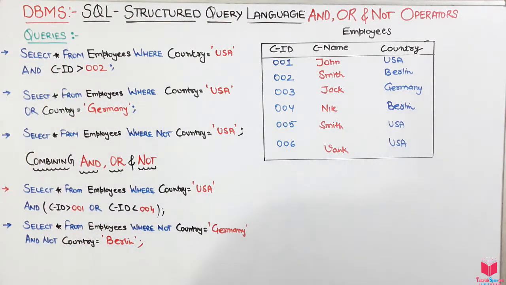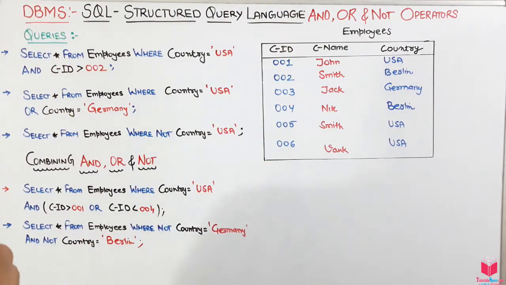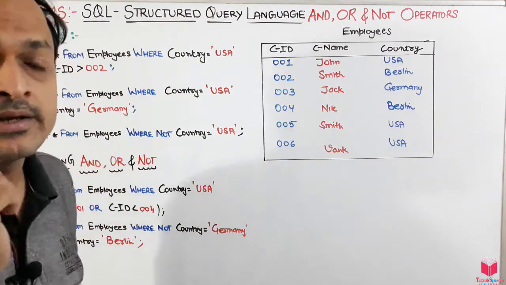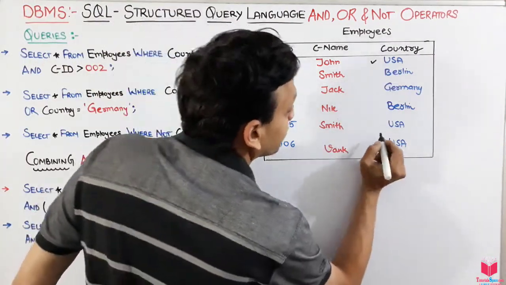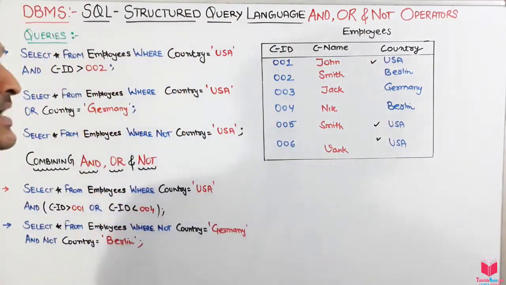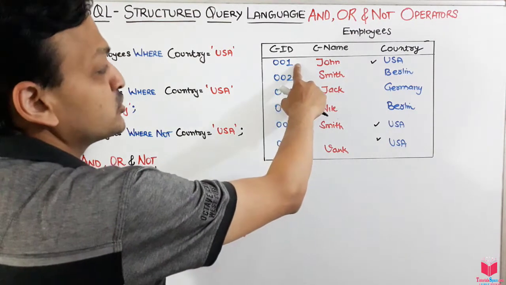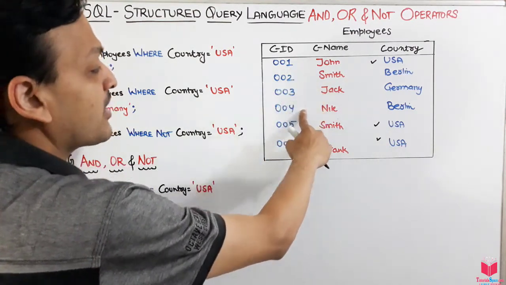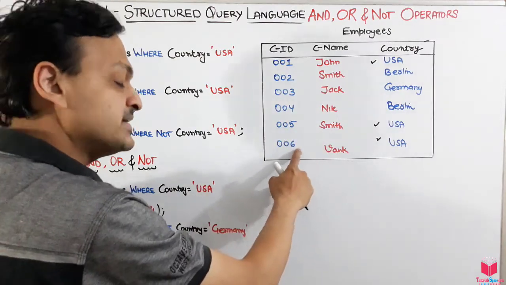So it will select all the tuples where country is equal to USA and CID should be greater than 002. First we will see where the USA is, there and there, and from these we have to check that CID should be greater than 002. So there is 001, it will not include that. After that there is 005, yes it will include. After that 006, yes it will include.